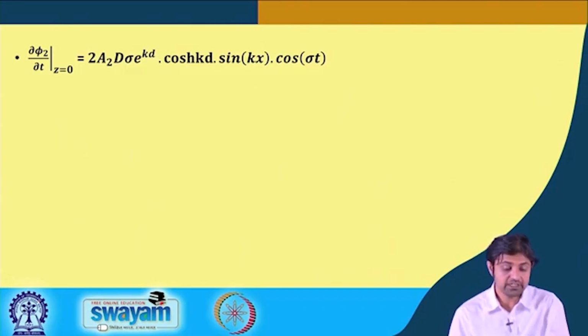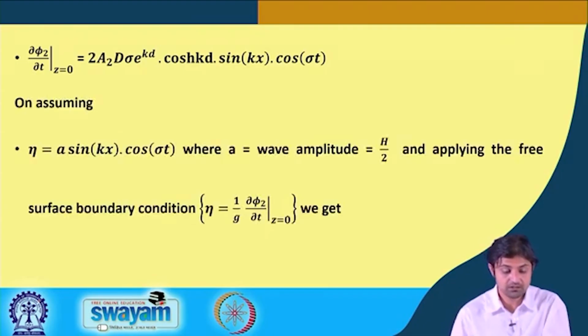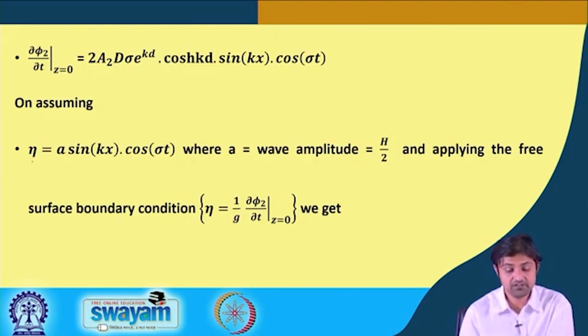And if we do del phi del t at z equal to 0, we get 2a2 d sigma e to the power kd cosh kd sin kx cos sigma t. And if we assume that the free surface elevation is a sin kx into cos sigma t, where a is the wave amplitude, that is H by 2, this is our assumption, and by applying the free surface boundary condition, that eta is equal to 1 by g del phi del t at z equal to 0.